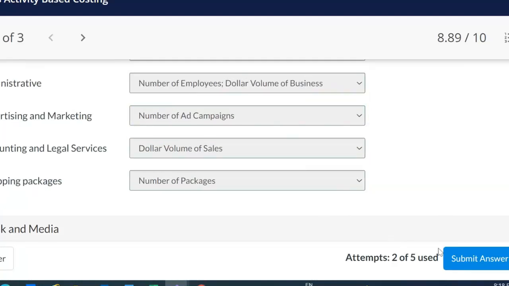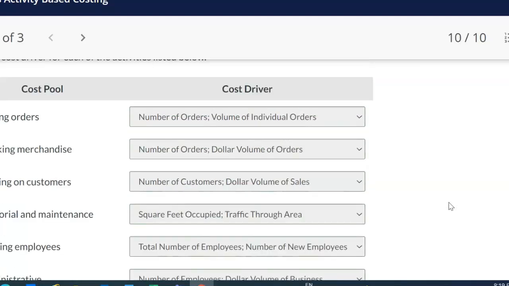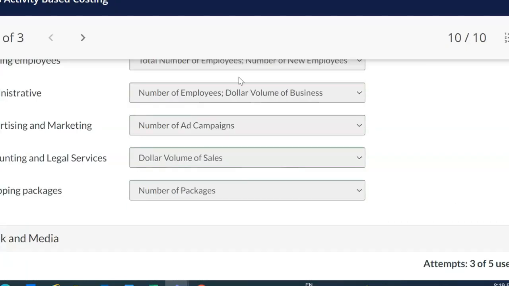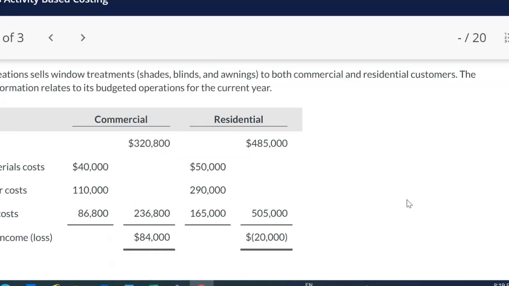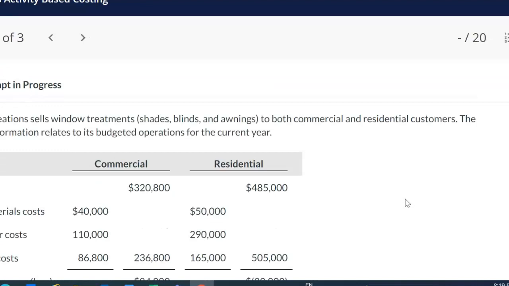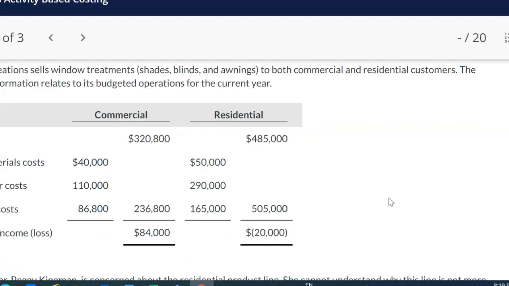Okay, good. So you get an idea of what a cost driver is. Now let's start punching the numbers. Go to 3. Question 2. Here we have Sheffield Creations, which sells window treatment shades, blinds, and awnings, both commercial and residential. So we have two products.